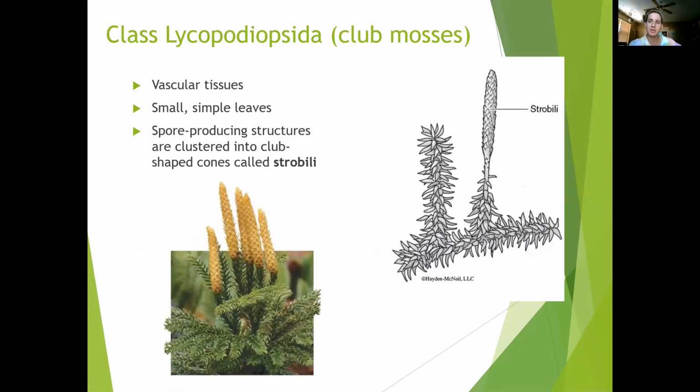When you see these, they'll be a couple of inches tall. They have small, simple leaves. They have spore-producing structures clustered into club-shaped cones called strobili. So this is the strobili right here. Fun little tidbit: the spores are actually somewhat explosive. People used to go out in the woods and collect these spores and sell them as vegetable sulfur, because that's what they used in flash pan photography and also to powder the bottoms of babies.